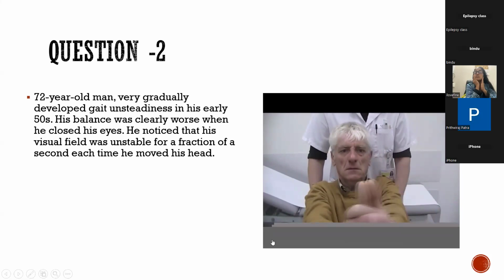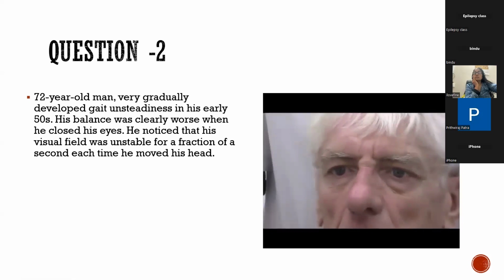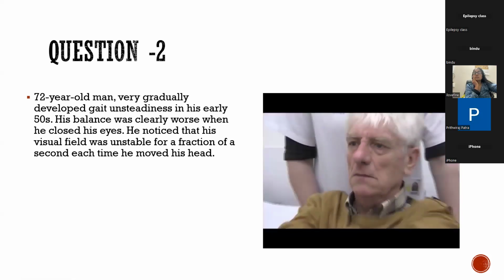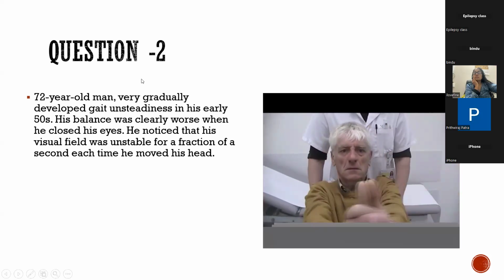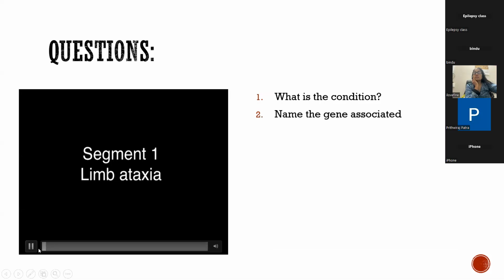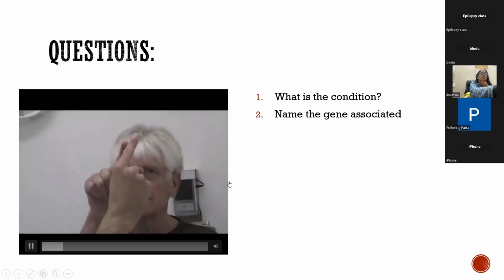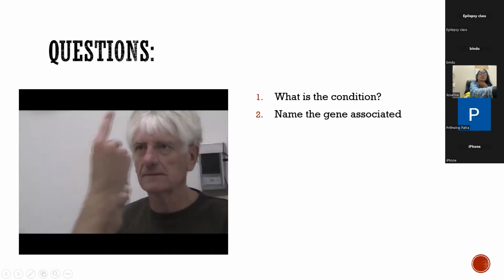And in the VOR suppression, here the patient has to look at his own fingers. He'll make a fist like this, and the examiner will rotate the chair. Normally there will be no corrective saccade, but if there is an impairment, there will be catch-up saccades. And here it is normal. And the patient is having limb ataxia also. So the condition and the name of the gene associated with it?